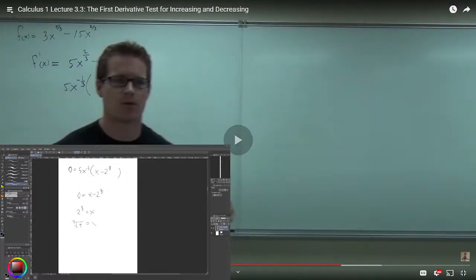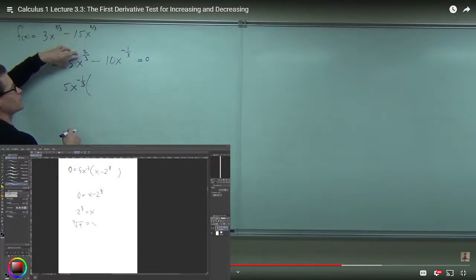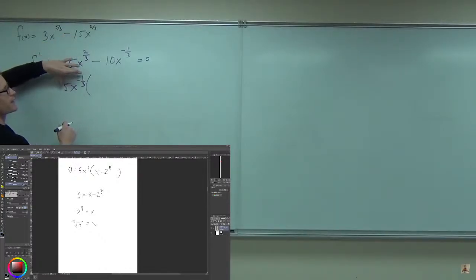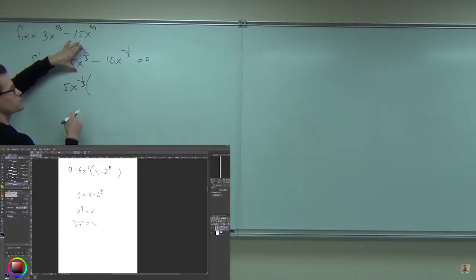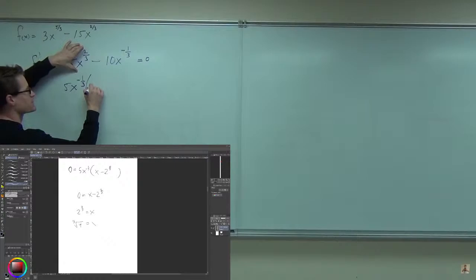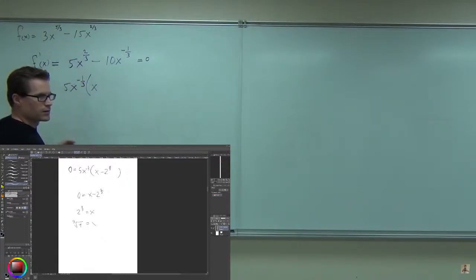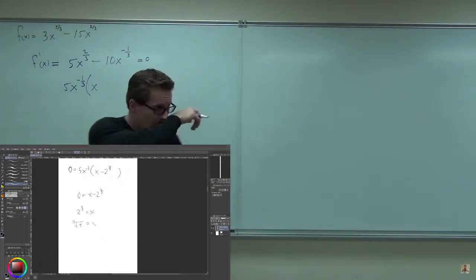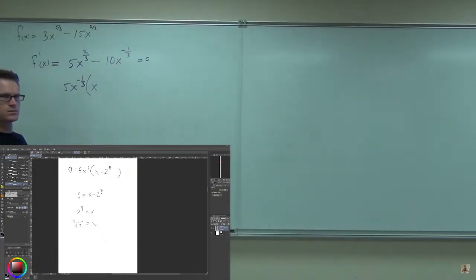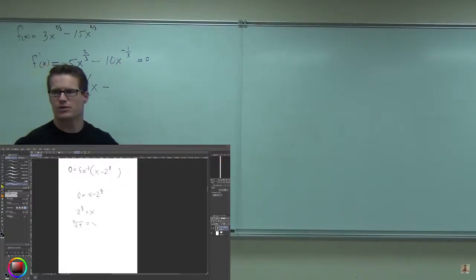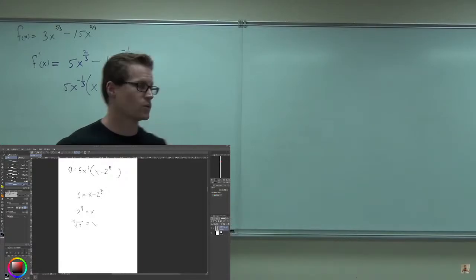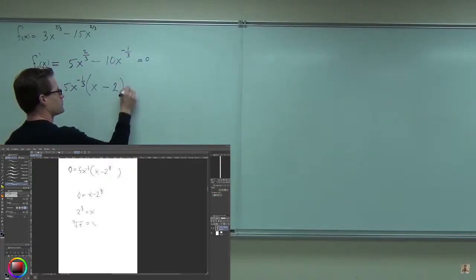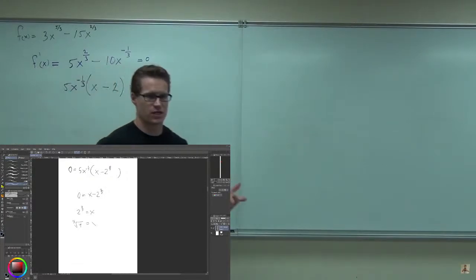You've got 5x to the 2/3 divided by 5x to the negative 1/3. There's no more 5. x to the 2/3 minus negative 1/3 is x to the first power. Did you get x to the first power? Not 1/3. First power. Yes, no? Yes. What happens if I factor out 5x to the negative 1/3 there? How much do I get? 2. Cool. That's the correct factorization.